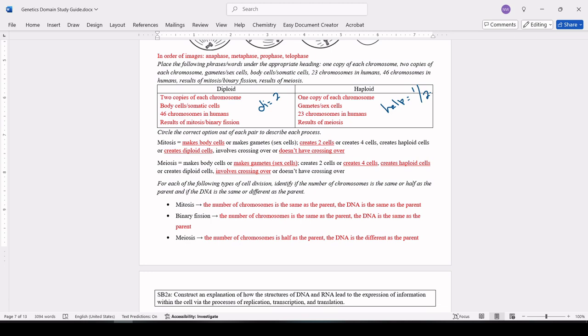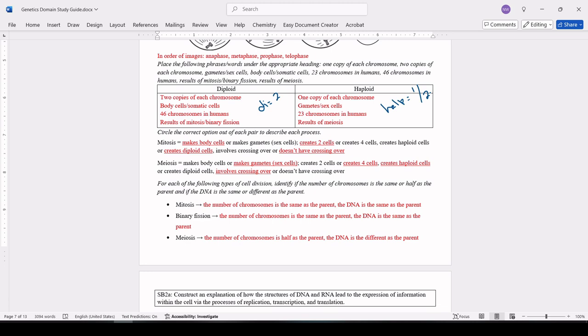So with that being said, you have 2 copies of each chromosome with a diploid cell. So for humans, that's going to be 46 total chromosomes. For haploid, you have 1 copy, so 23 in humans. Diploid cells are going to be your body or somatic cells, whereas haploid cells are going to be gametes, your sex cells, your egg and sperm. Diploid cells come as a result of mitosis or binary fission, and haploid comes from meiosis.